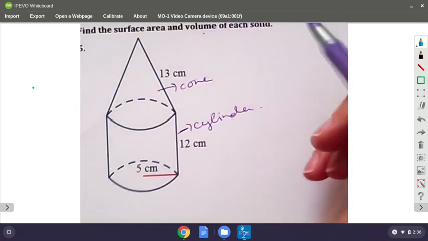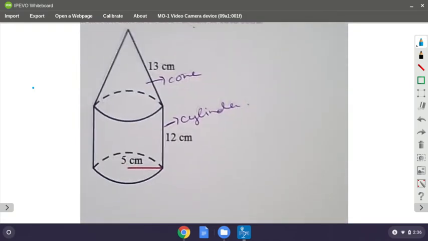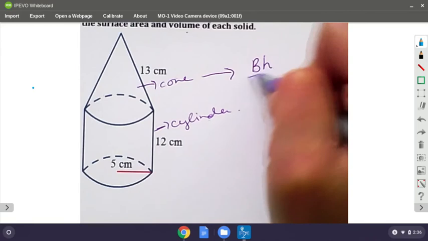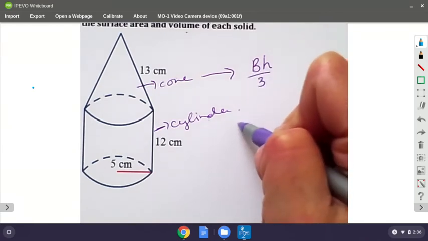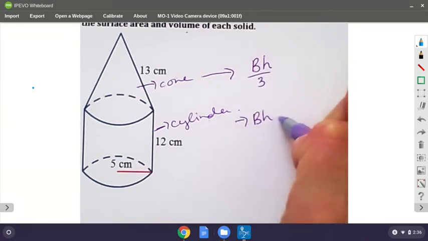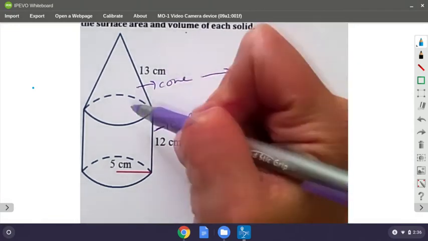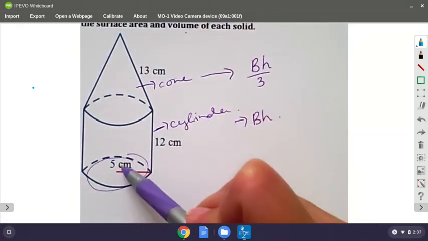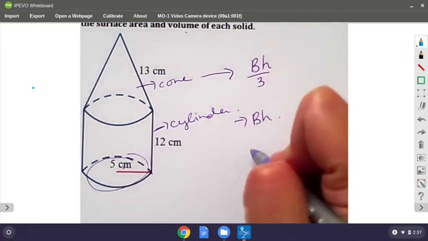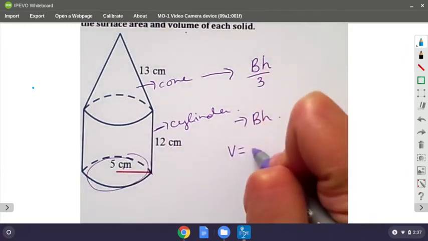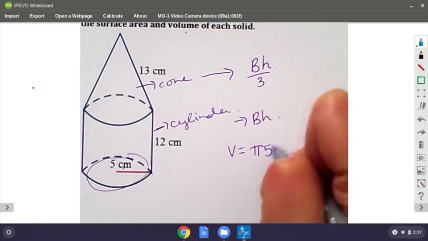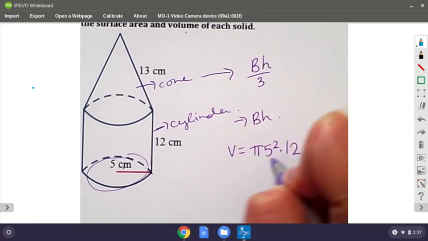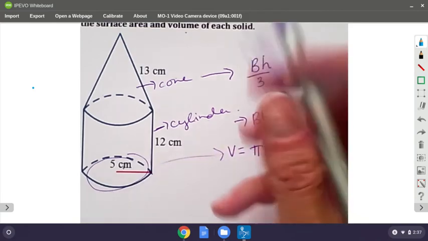So if you have a cone and a cylinder, you need to find the volume of each one. So the volume of the cone is area of the base times the height divided by 3. The cylinder is just area of the base times the height. So let's see if we have everything. For the cylinder we have the radius and we have the height. So the cylinder we can do, area of the base is pi times r squared times the height of the cylinder, which is 12. So this is going to represent the cylinder.